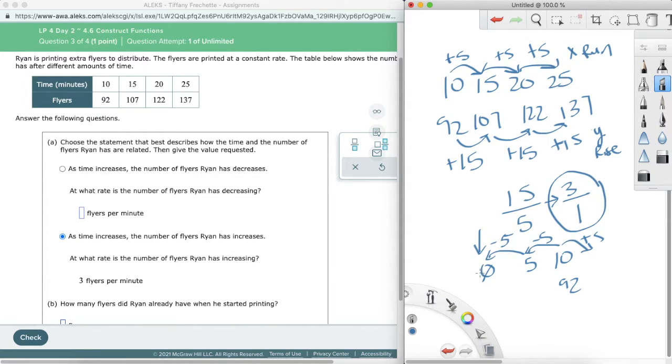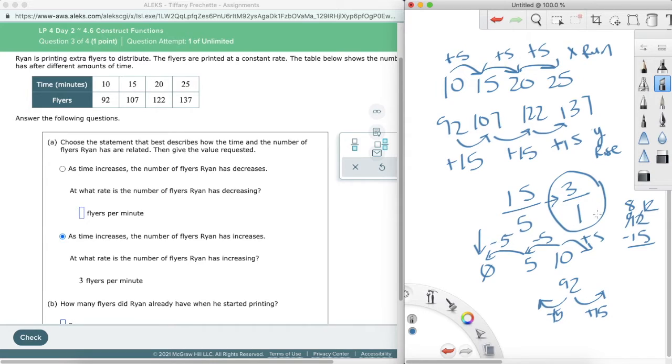So I can do the same thing. If I'm adding 15 to go this way, I can subtract 15 to go back. I want to know how many I had to start with. They don't have the calculator open here, but I know we have calculators available in class if you need them. You can also just do the subtraction on paper here.